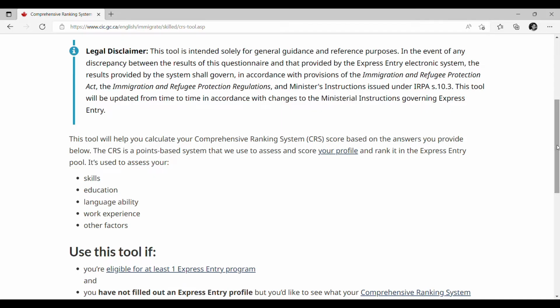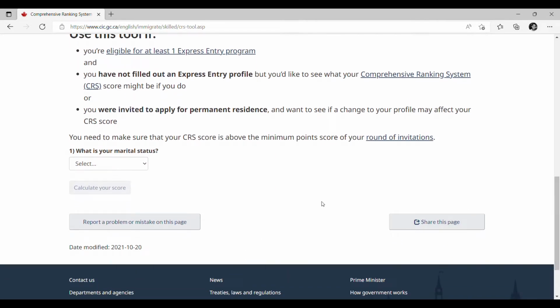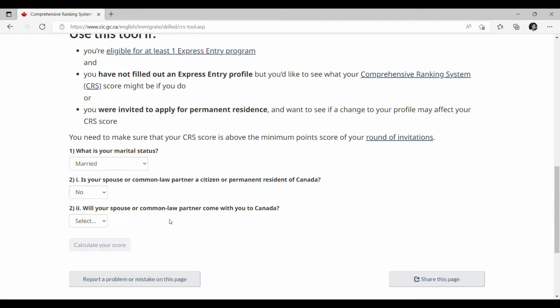Now let's begin with the CRS tool and assess how many points an individual will receive if that individual is married and the spouse is accompanying. The first question in the CRS assessment is the marital status. I have selected married, and then, is the spouse a citizen or a PR of Canada? For this situation, I will select no because the spouse is accompanying. Will your spouse or common law partner come with you to Canada?